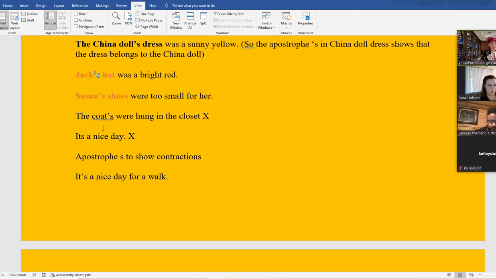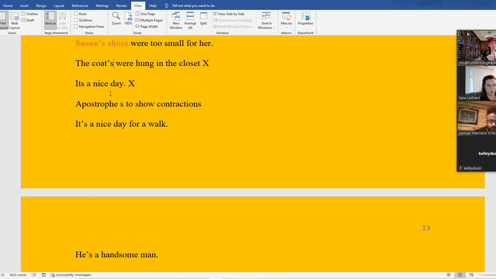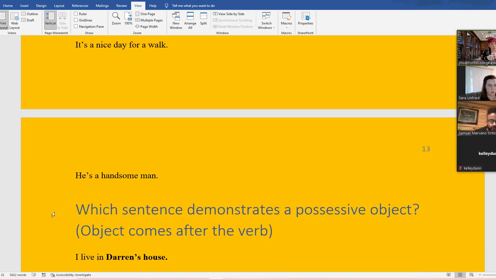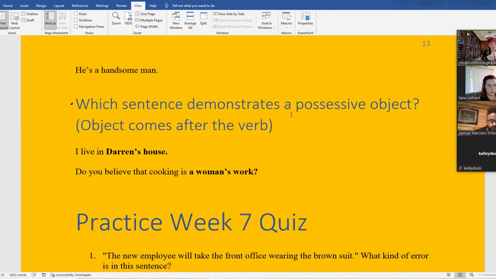And we don't say the coats. We actually did this in week one, I think. Vaguely remember this, yeah. So that's a difference: apostrophe S can also show contractions. He's a handsome man. And then a possessive object: I live in Darren's house.